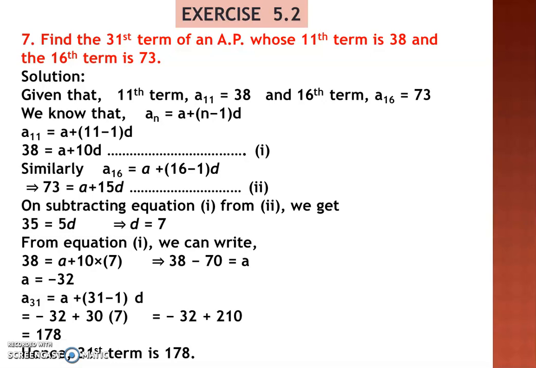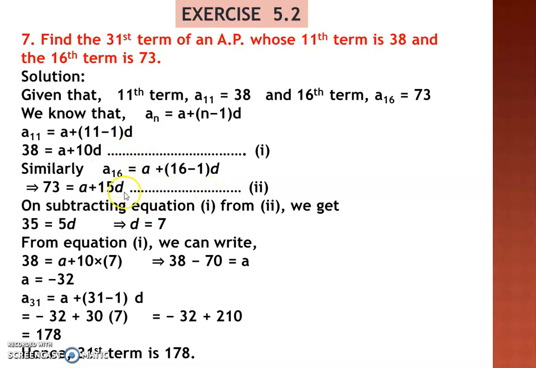So 11th term of the AP is given as 38. So 11th term will be A11, that is A plus (11 minus 1)D or A plus 10D. This is given as 38. This will be my equation number 1. And 16th term of the AP is given as 73. So which means 73 is equal to A plus 15D. This will be my equation number 2.